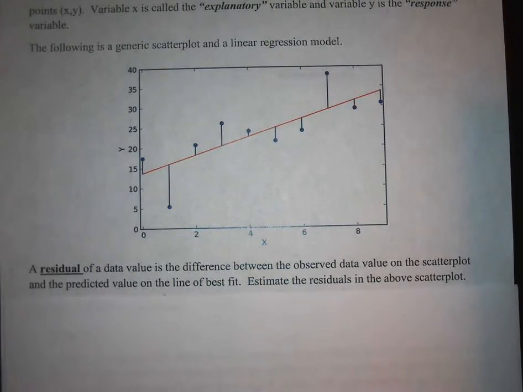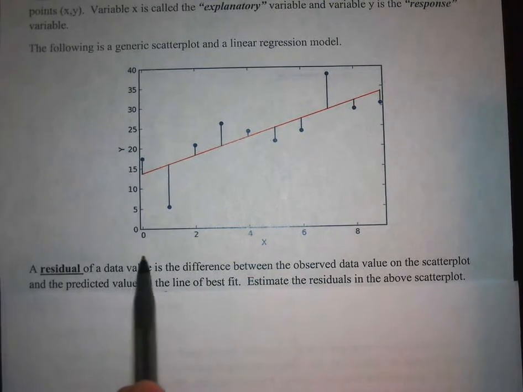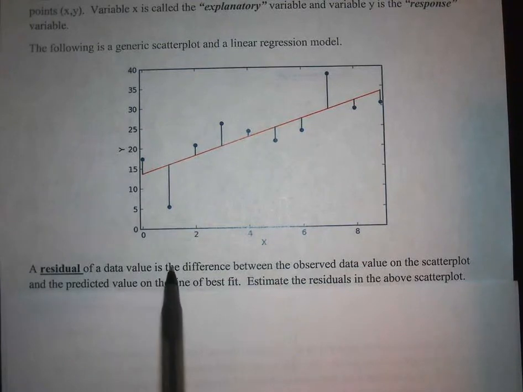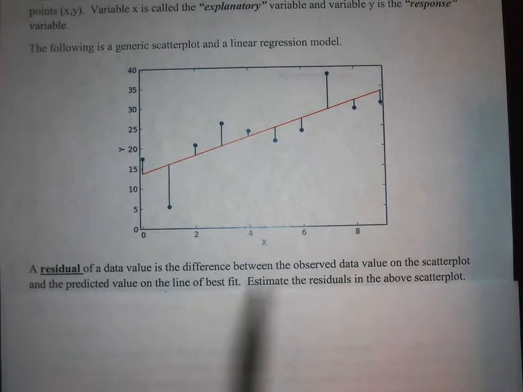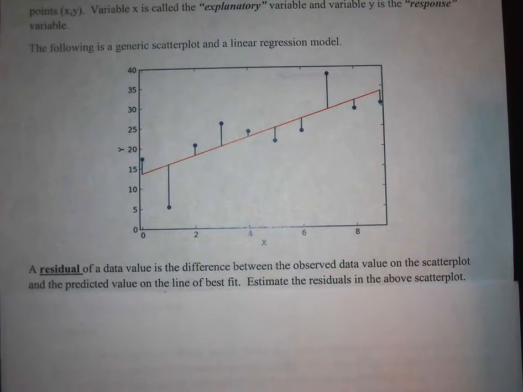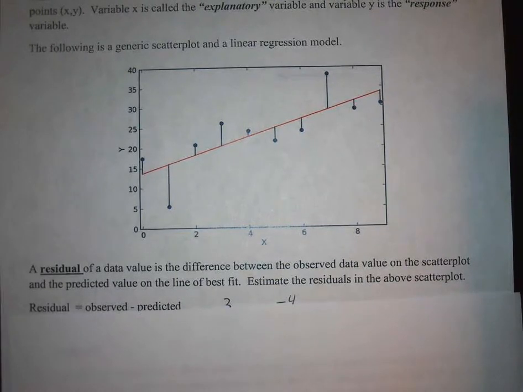Okay, what a residual is. The residual of a data value is the difference between the observed data value on the scatter plot and the predicted value on the line of best fit. We'll estimate the residuals in the above scatter plot. So if we do the observed value minus the predicted, remember the observed value is the actual data point on the scatter plot. The predicted value is the value on the linear model.